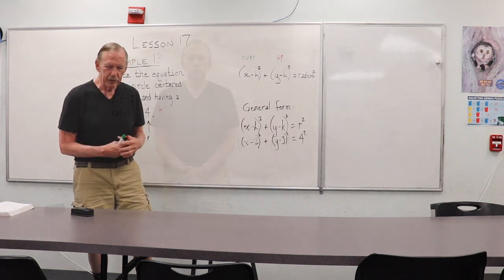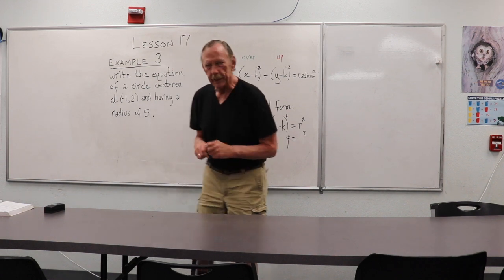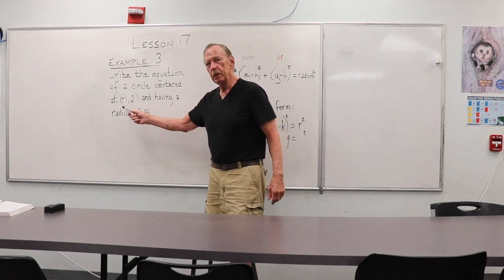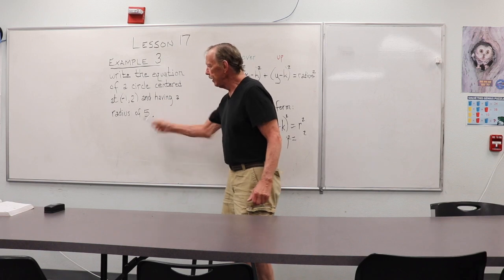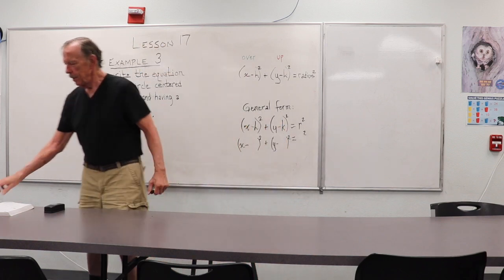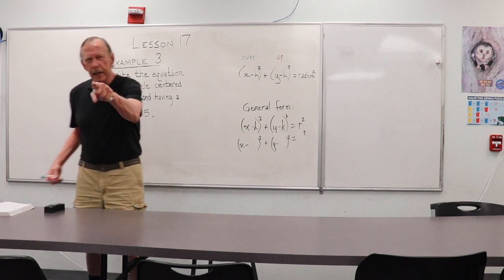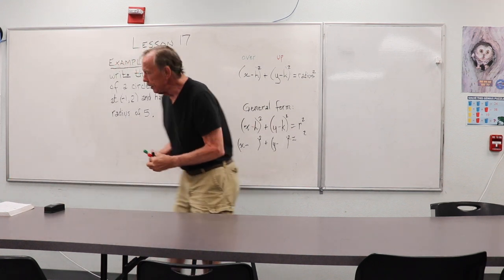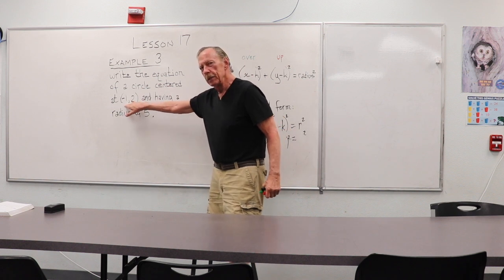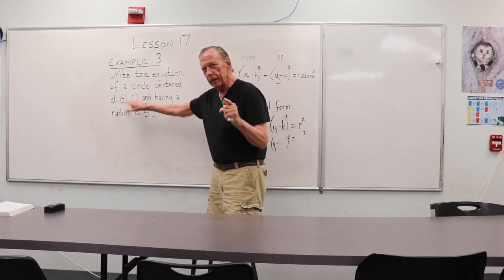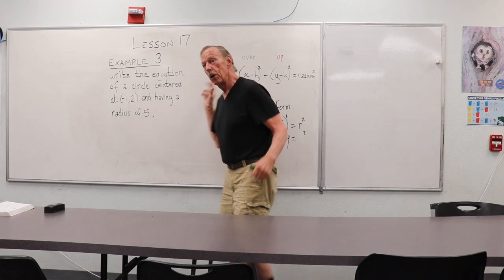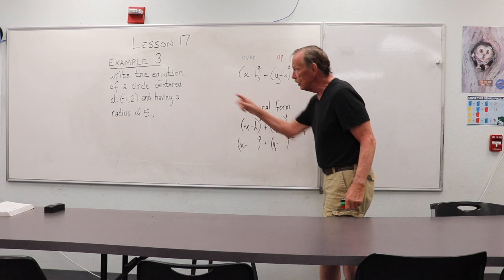Let's do one more example. In example 3, the circle is centered at minus 1, 2, and has a radius of 5. That minus sign, we need to learn how to do that. We're going to put it into the equation over here, just like that.